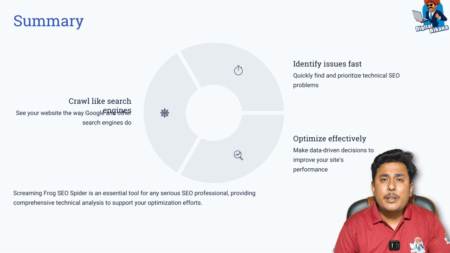In summary, Screaming Frog SEO Spider is a must-have tool for any SEO professional. It speeds up audits, finds hidden problems, and helps optimize sites for better search performance.